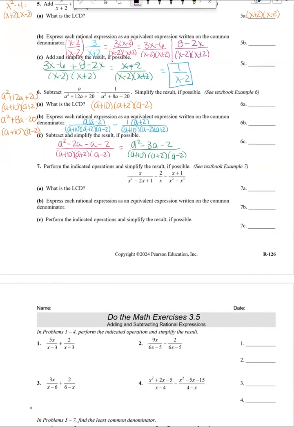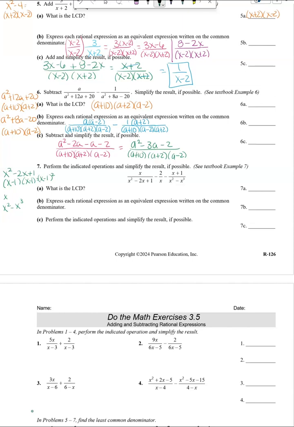Okay, now let's do number 7. Let's find the LCD first by factoring all of the denominators. So our first one is going to be x squared minus 2x plus 1, and that factors to give us x minus 1 times x minus 1, which equals x minus 1 squared. Okay, so that's what we're looking at there. Our second term is just x. And then our third term, which is x squared minus x cubed.